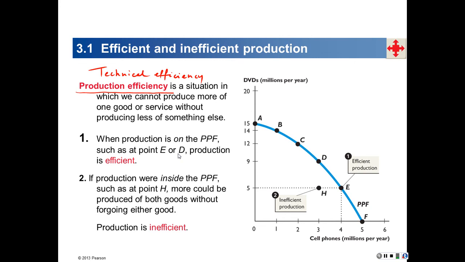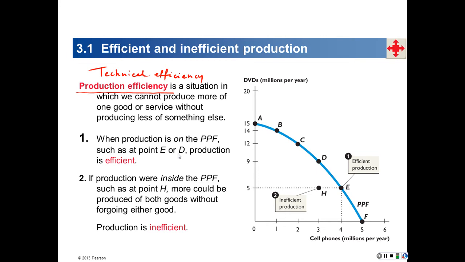Now, did you get that sentence clearly? It involves double negatives, and sentences like that are sometimes difficult to understand. So what am I saying here? It's not possible to make more cell phones without giving up DVDs. In other words, the only way that you can make more cell phones is by giving up DVDs. If we have a situation like that, we can be sure that we are operating efficiently. In other words, there is no slack in our system.